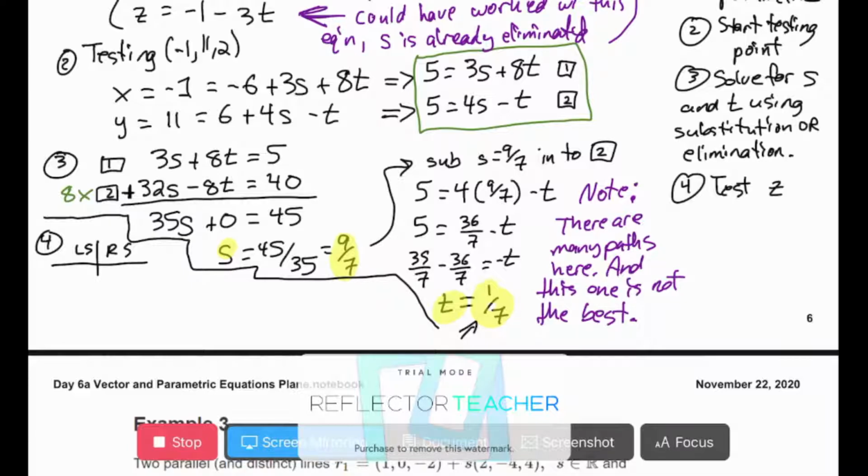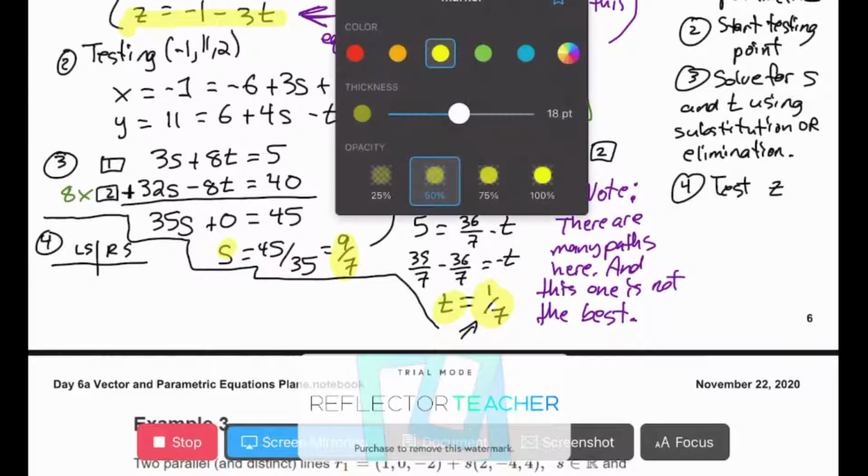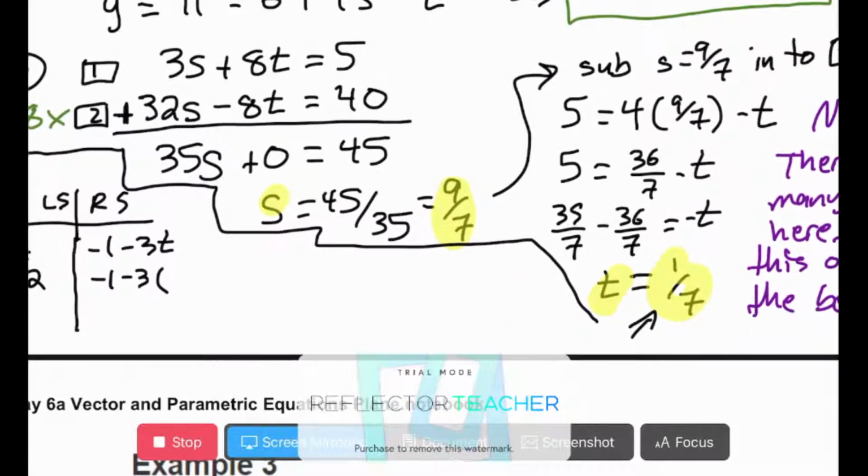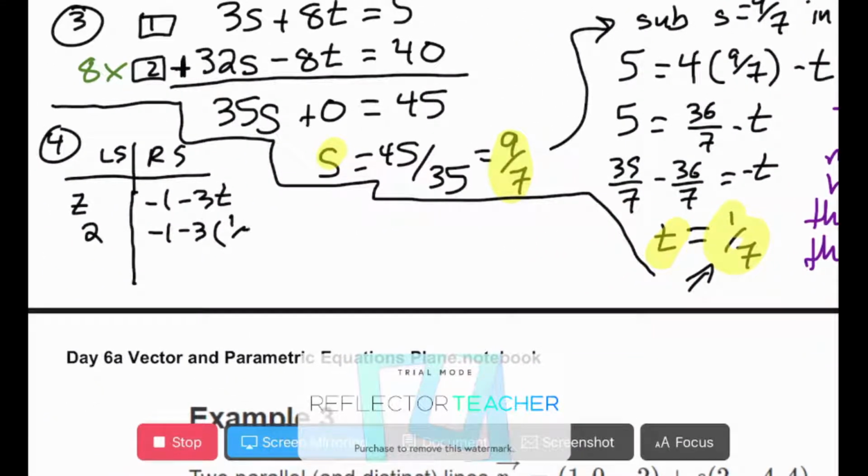So still the same basic idea. We're writing our parametric equation for z from up here. Let's plug in our values. So z is equal, or potentially equal to, -1 minus 3t. We're testing our values, so we're plugging in our z value of 2. So z equals 2. On the right side, -1 minus 3 times t, which we just said was 1 over 7. And let's just carry through. On the right side, -1 minus 3 over 7.